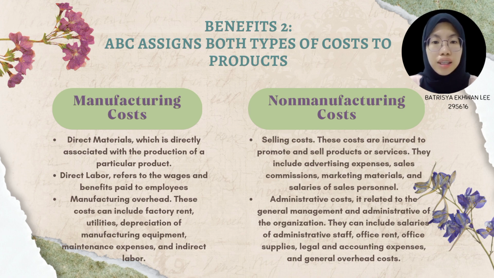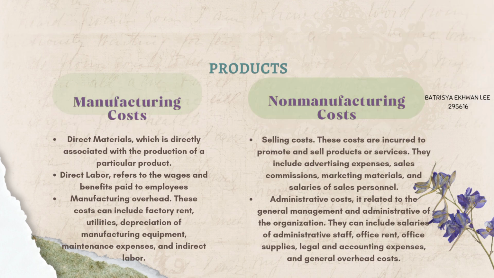Non-manufacturing costs include selling costs and administrative costs. Selling costs are incurred to promote and sell products or services. They include advertising expenses, sales commissions, marketing materials, and salaries of sales personnel. Administrative costs are related to the general management and administration of the organization. They can include salaries of administrative staff, office rent, office supplies, legal and accounting expenses, and general overhead costs.